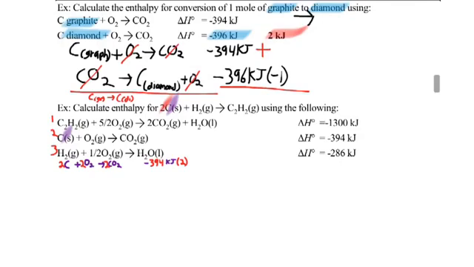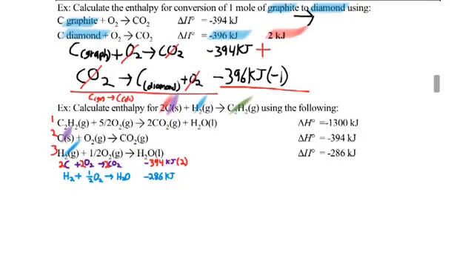Now I look at my overall equation that I'm trying to make, and I see that there's H2 on the left. So I look at my puzzle pieces, and I see which one has H2. It's the third equation. It's on the left, and there's one of them, and there's one of them I'm trying to get. So I'm going to write down that equation just as it's written, with its energy of negative 286 kilojoules.